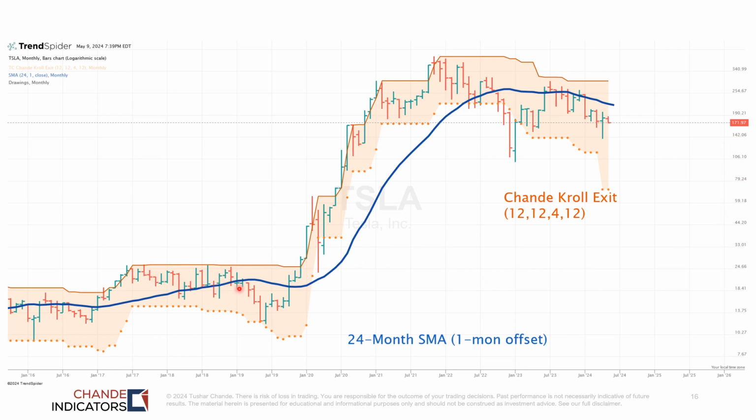This is a chart for Tesla, monthly data, logarithmic scale, default values for the Chande Kroll exit, a very long consolidation, and then a rally. Again, it would have been stopped out here because of volatility. The rally resumed, big move up, and you could have taken it pretty much to the end of this particular move.